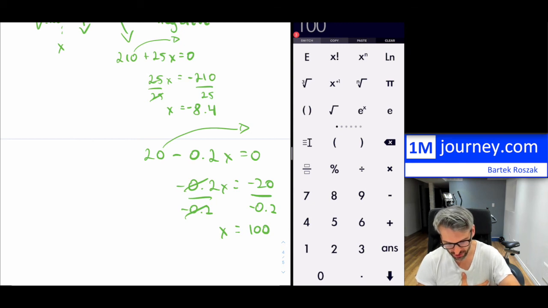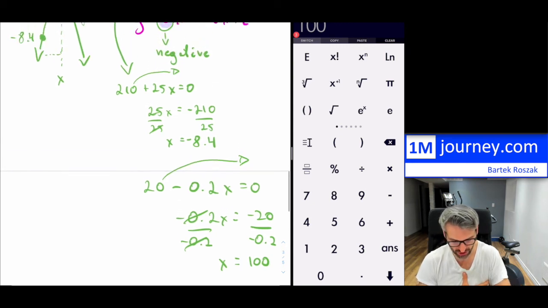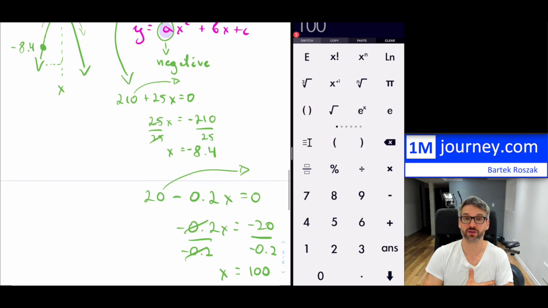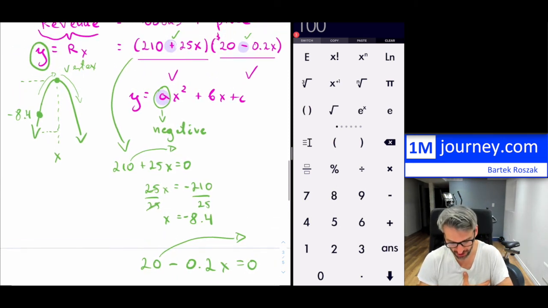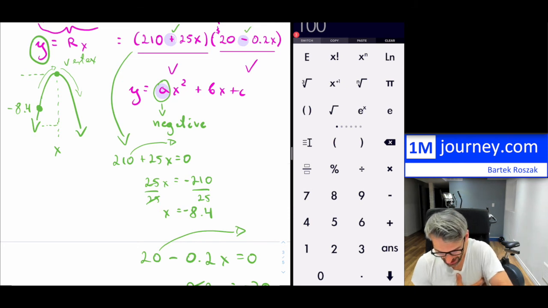That should kind of make sense because 100 times 20 cents is $20, and basically you would have no revenue anymore. So this happens at 100.